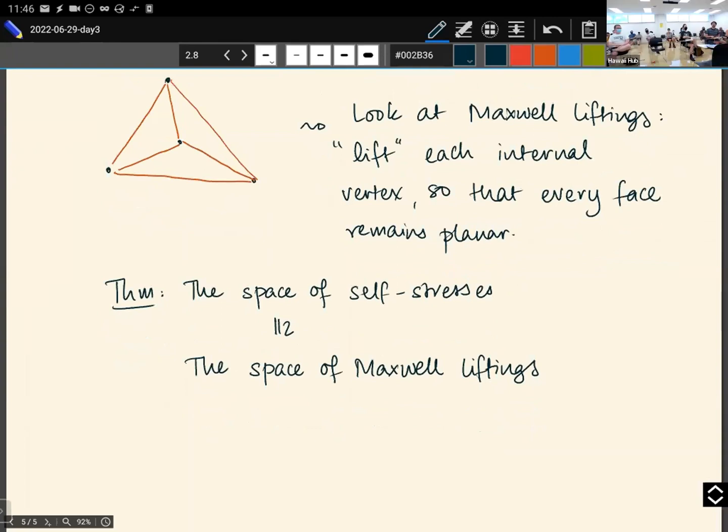Okay, so it turns out that the space of self-stresses is the same as the space of Maxwell liftings. And so using this crazy detour through some lifting business, you can actually compute the space of Maxwell liftings for a pointed pseudo triangulation. And for a pointed pseudo triangulation, it turns out that there are no Maxwell liftings. And that tells you that there are no self-stresses, that tells you that there are no infinitesimal rigid motions. So it's kind of interesting. Okay, so that's what this all says. But I'll leave it at that.